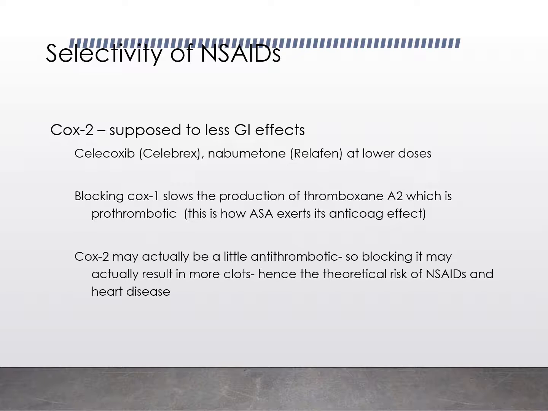Basically, they block that COX-1 in most of the medications, which also slows production of thromboxane A2, which is prothrombotic. So theoretically, the COX-2 should have less risk of heart attack. There's some evidence that they actually may be more thrombotic than some of the other NSAIDs. There are theoretical risks of NSAIDs in cardiovascular disease. Most of the data suggests that these are relatively modest, but it's something to keep your eye out for.